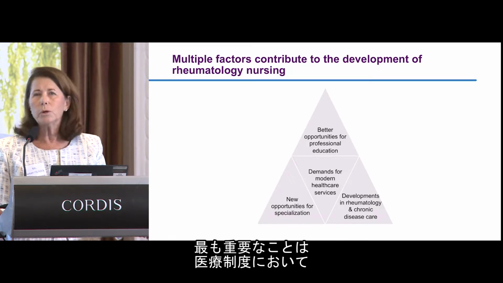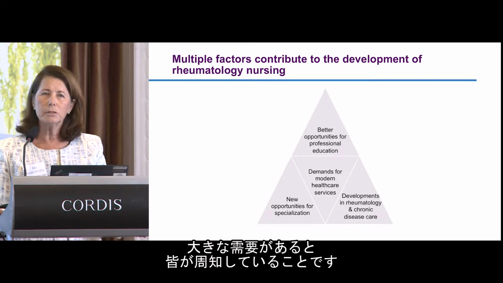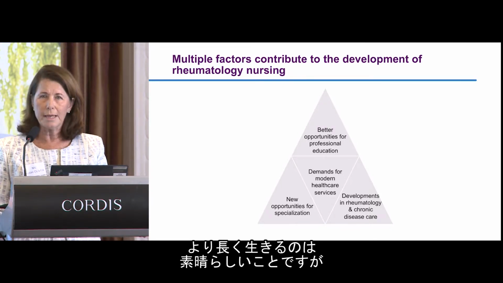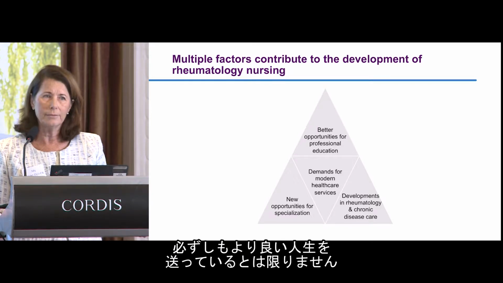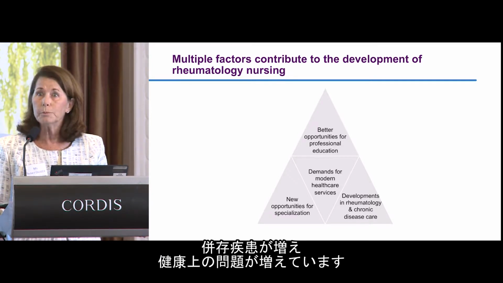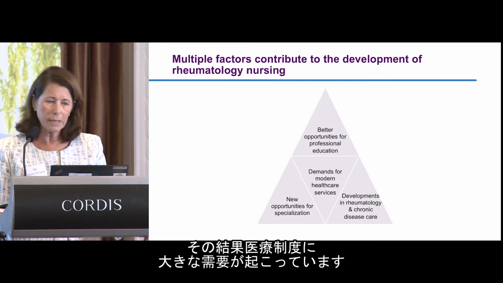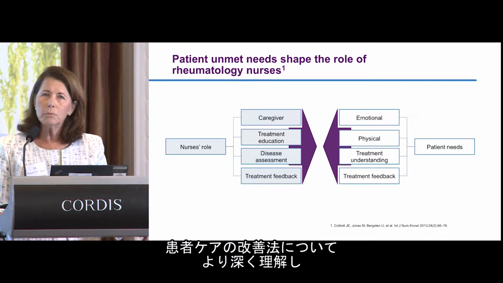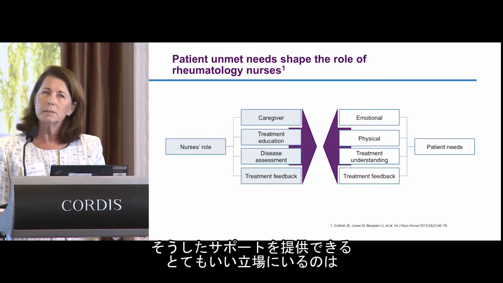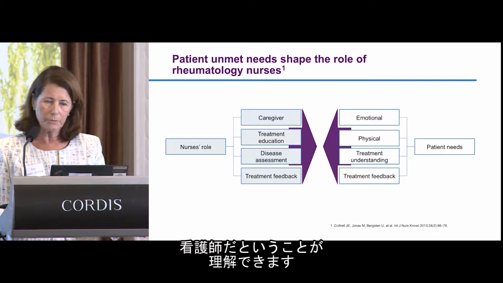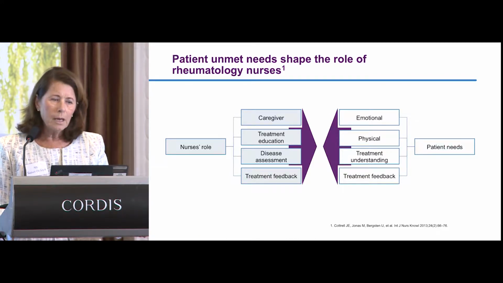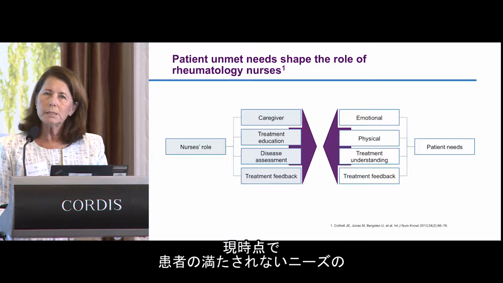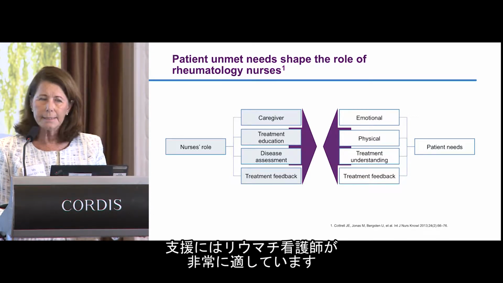And the most important thing we're all very aware of is the big demands of our healthcare system. We have more and more people living longer and longer, and although we live longer, which is great, we don't always necessarily live better lives. We have much more comorbidities, much more problems with our health, and as a result, there are big demands on the healthcare system. And equally, as we have learned more and more about rheumatology, we understand more about how we can improve patient care, and the person that's really in a very good position to provide a lot of that support is the nurse. And when you look at lots of studies about how patients feel with their disease, rheumatology nurses are in a very good place to help those unmet needs at the moment.